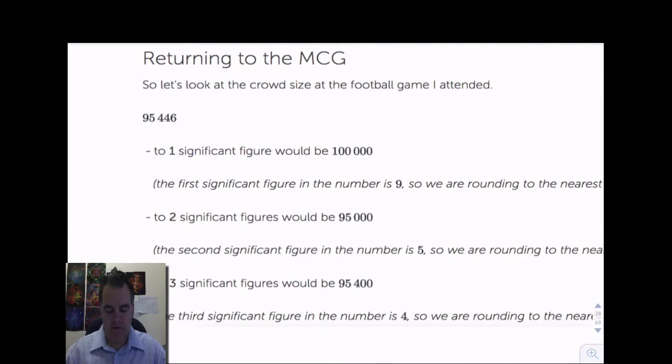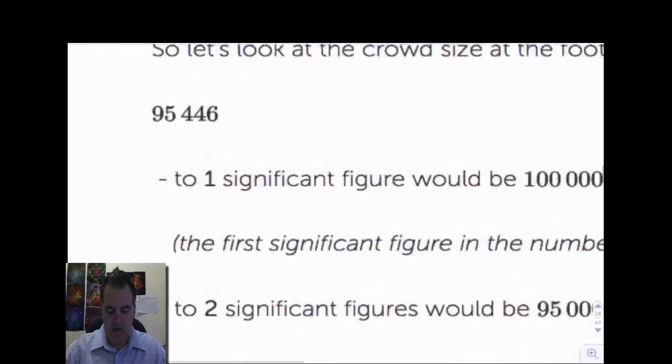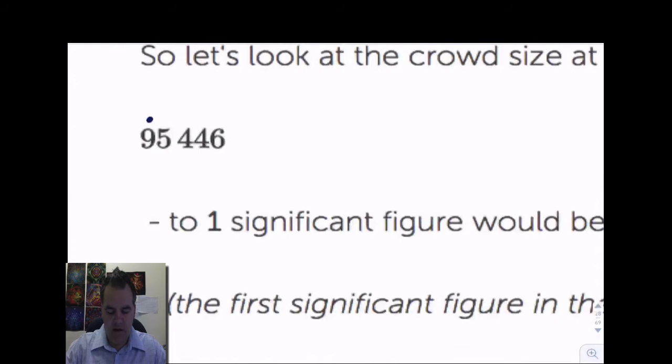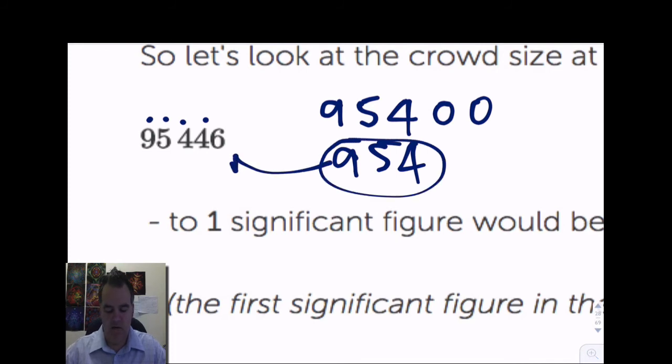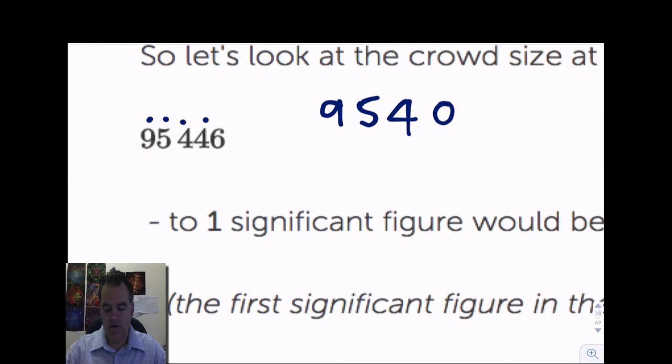Three significant figures. Again, we'll look at the third significant digit here, which is the 4. The fourth one along tells us whether we should stay with the 4 or go up to 5. In this case, we want 95,400. Notice I'm not writing 954 for my number rounded to three significant figures. That would be wrong. 954 is nowhere near 95,446, so that's not rounding at all. We definitely need to include zeros on the end to get it right.